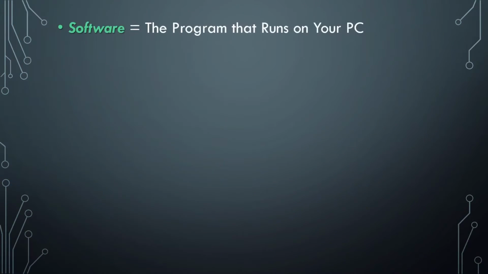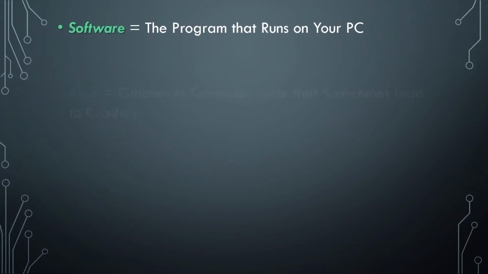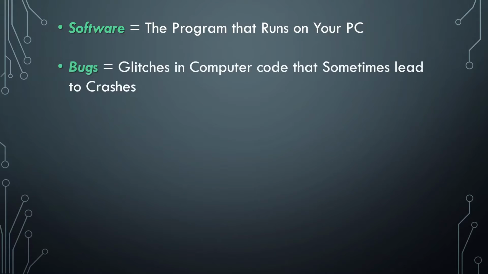Number 3. Bugs. First, I want to explain what software is. Software consists of the programs that run on your computer. Humans write computer code to create the software, but sometimes this software contains bugs. Bugs are glitches in computer code that sometimes lead to malfunction or even a crash.